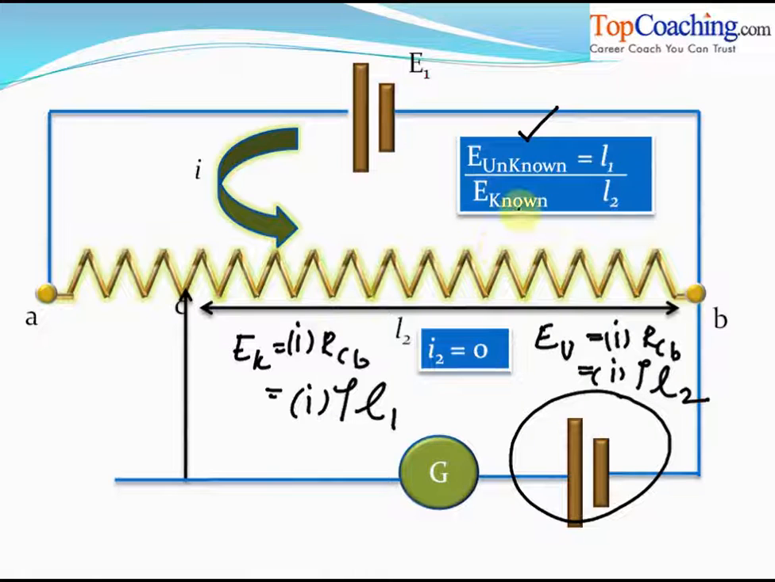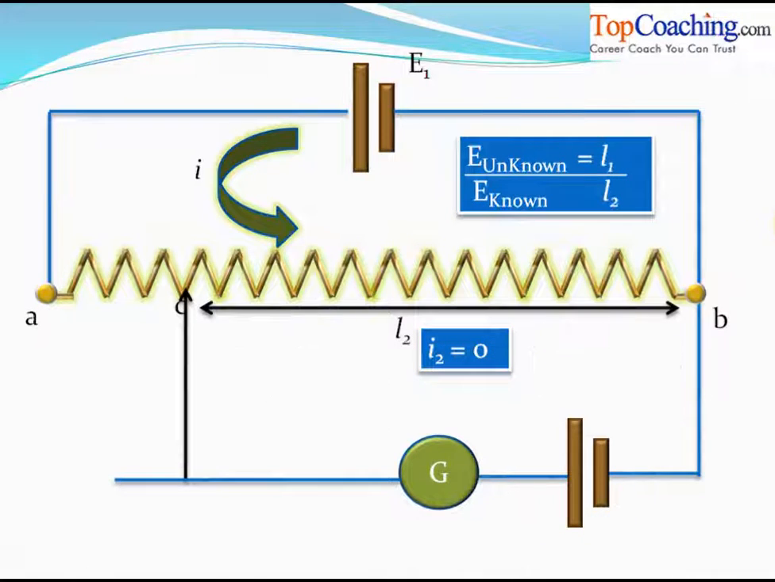Understood? Carefully look at what I have said. Replay this portion of the video and I'm sure you'll understand it. All that we basically did was that we first put a known battery and then we put an unknown battery and we took two readings, L1 and L2, for which the current was 0. Then we divided both these readings. In most competitive exam problems, you will be given the value of E known, L1 and L2, and you will simply have to apply this formula to get the value of E unknown.